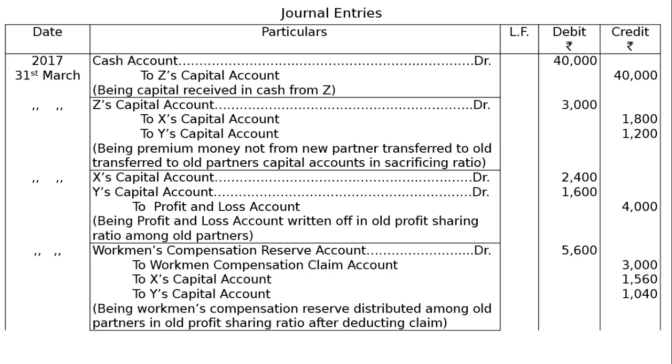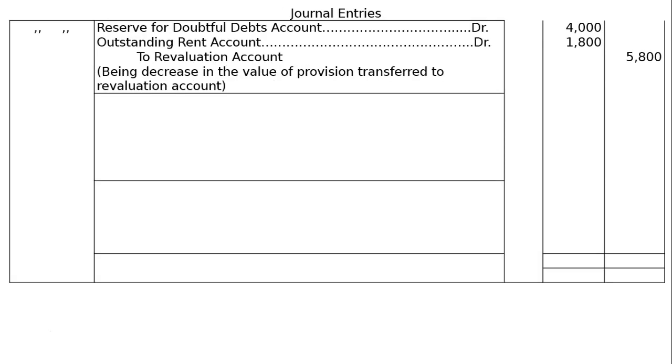Next one being workmen's compensation reserve, which is given to us in the liability side at rupees 5,600. Workmen's compensation reserve account debited 5,600 to workmen compensation claim account rupees 3,000. It is the claim which is in the adjustment point number 2. This much amount will be kept in the liability side of the balance sheet, and whatever rest 2,600 is left out will be shared among old partners in old ratio. To X's capital account 1,560, to Y's capital account 1,040, being workmen's compensation reserve distributed among old partners in old profit sharing ratio after deducting claim. Then same journal entries will be continued.